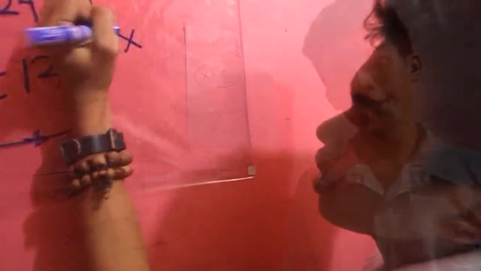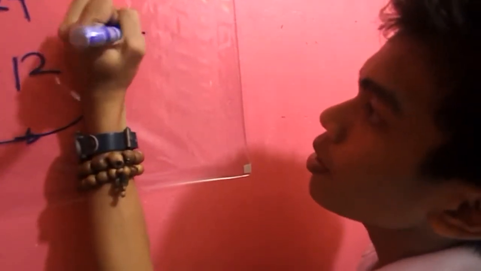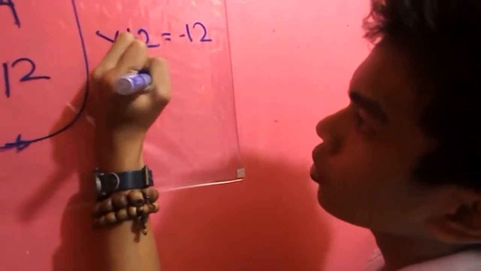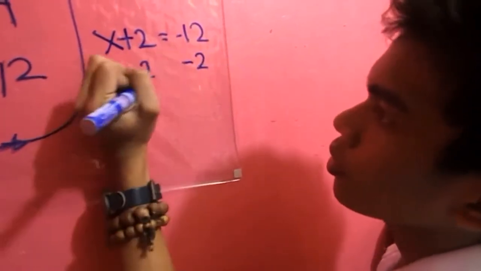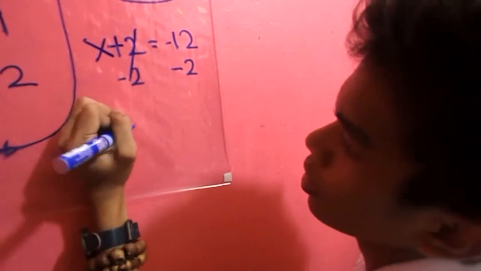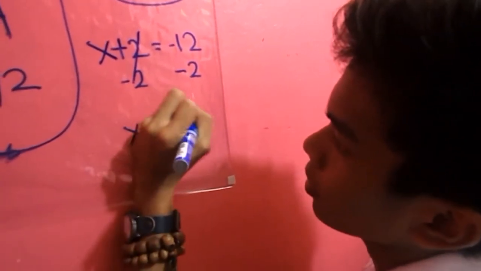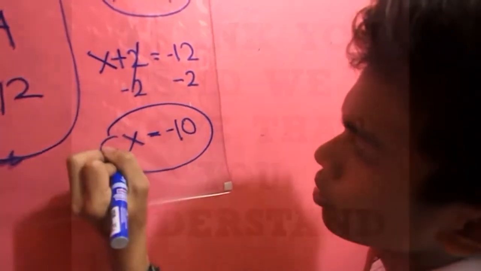And solve it for negative. x plus 2 equals negative square root of 24. And subtract 2. This is equivalent to 0. And the answer is negative. So this is the answer for the negative.